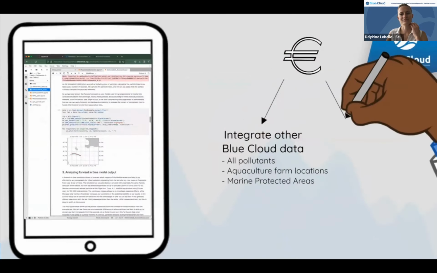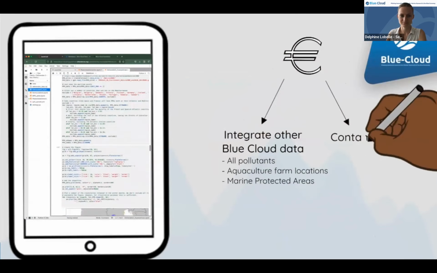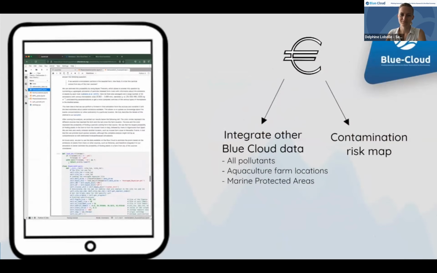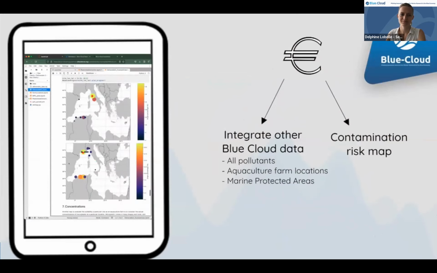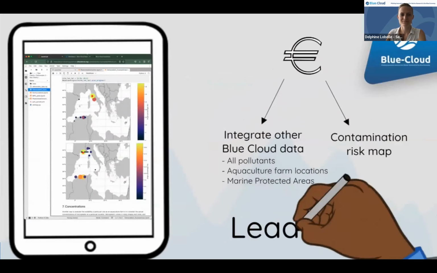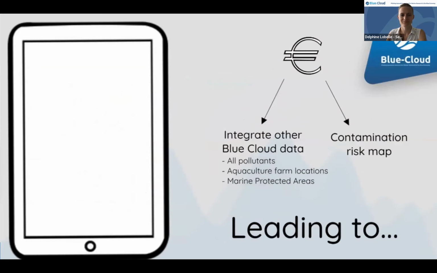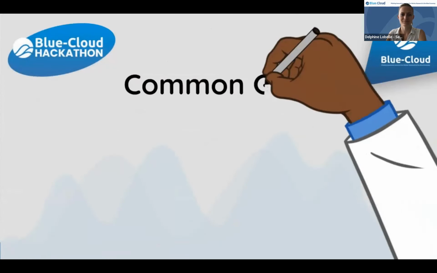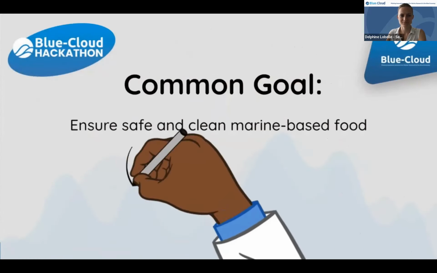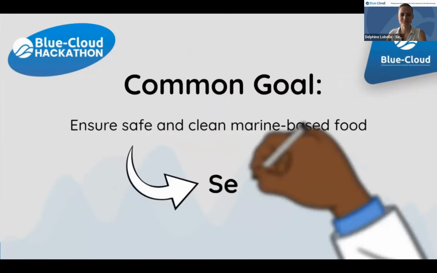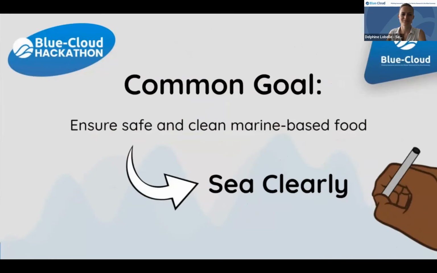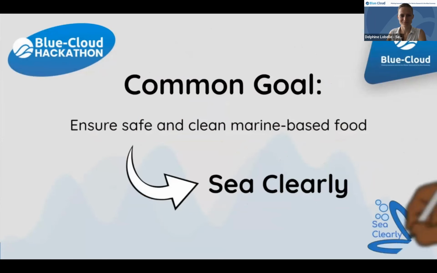With our probability analysis, we will generate a public, fair, compliant contamination risk map of the Mediterranean to share with stakeholders and educate the general public. Everyone has the same goal when it comes to aquaculture farming. Producers, consumers, and decision makers want to ensure safe, clean, marine-based foods. Let's See Clearly provide you the pollutant tracking you need.